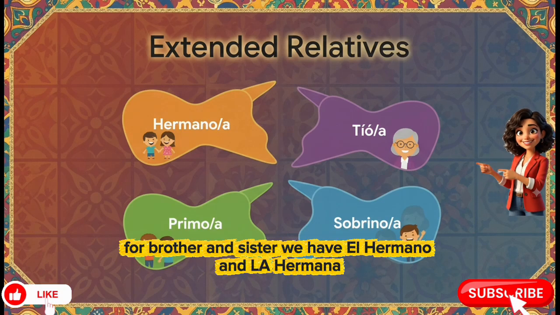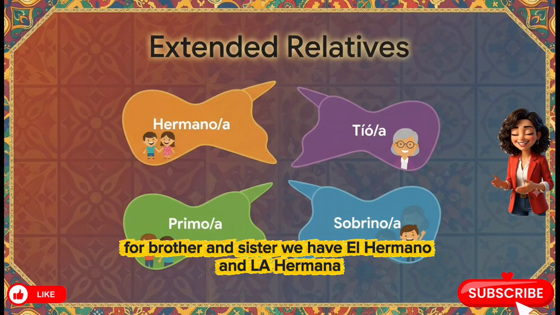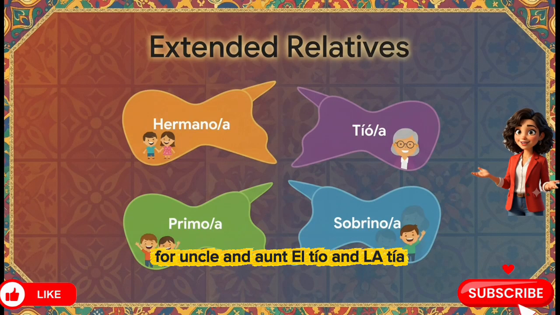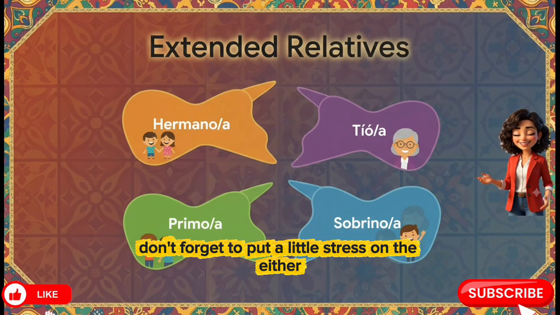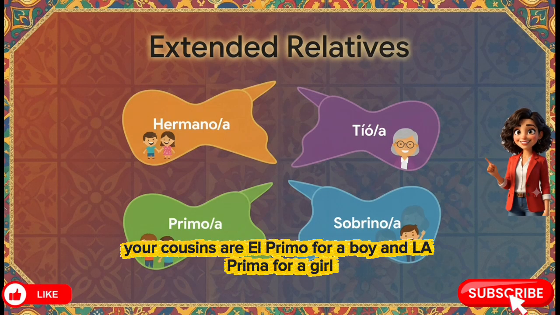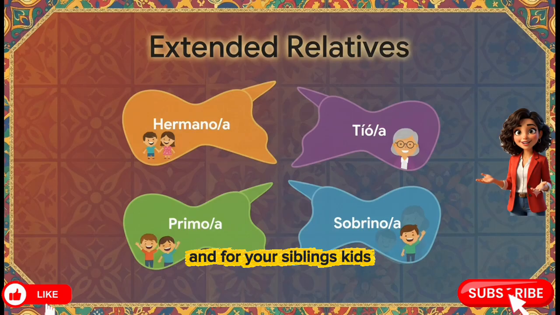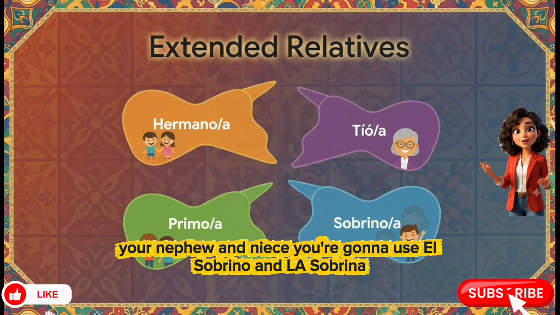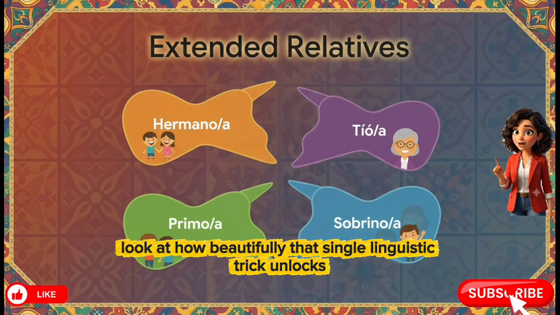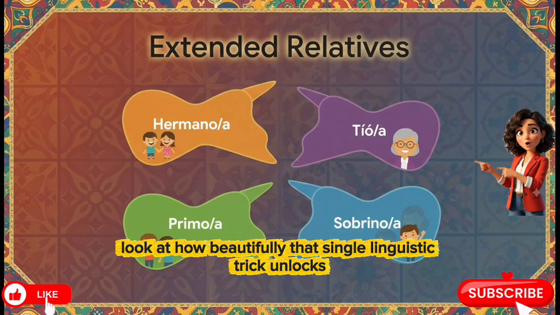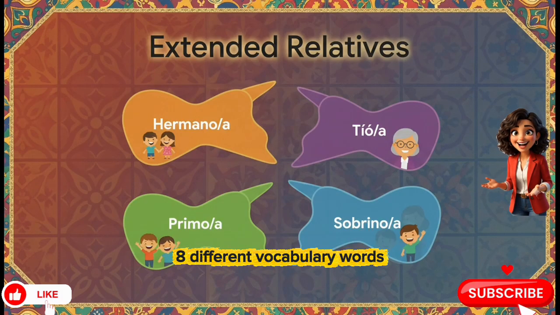For brother and sister, we have el hermano and la hermana. For uncle and aunt, el tío and la tía. Don't forget to put a little stress on the I there. Your cousins are el primo for a boy and la prima for a girl. And for your siblings' kids, your nephew and niece, you're going to use el sobrino and la sobrina. Look at how beautifully that single linguistic trick unlocks 8 different vocabulary words.